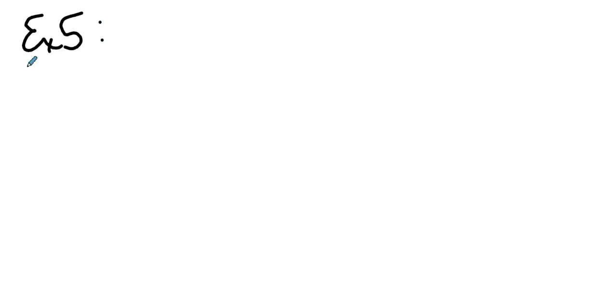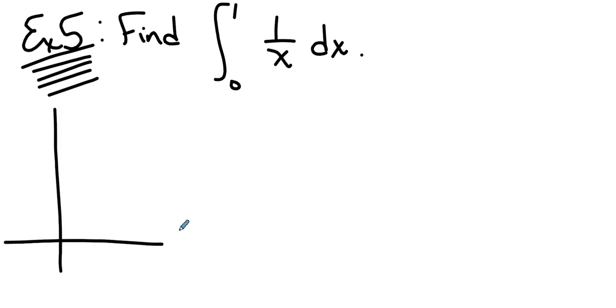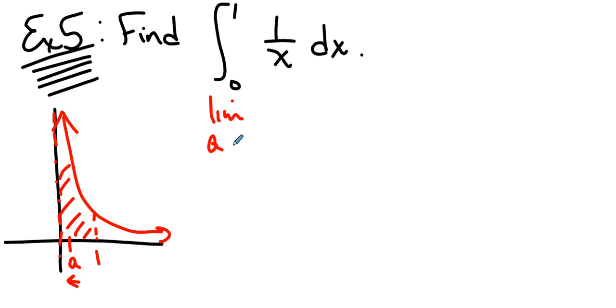Similarly, the integral from 0 to 1 of 1 over x dx. To be clear, this is 1 over x. There's 1. Looking for this area. Can't get there because of the asymptote. But you can go to a and push a, and that's what we do. We take a limit as a goes to 0 from the right of the integral from a to 1 of 1 over x dx. How do we do that?